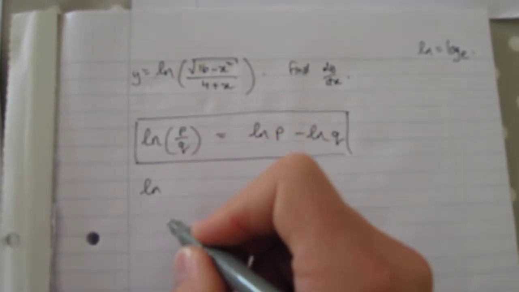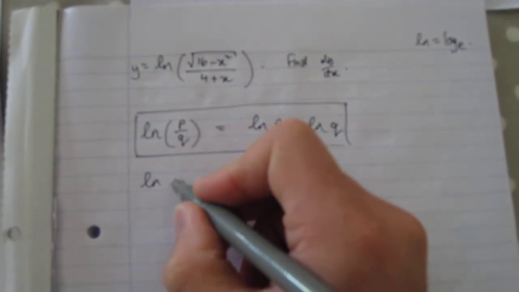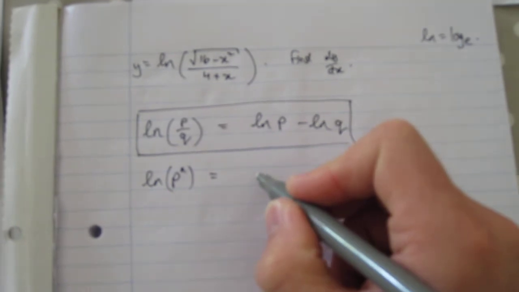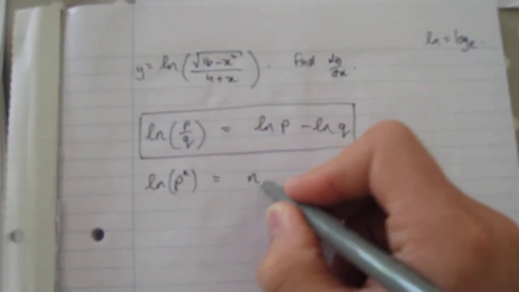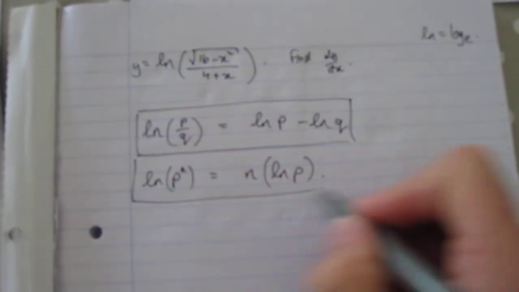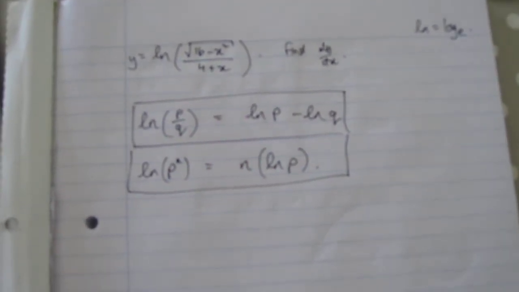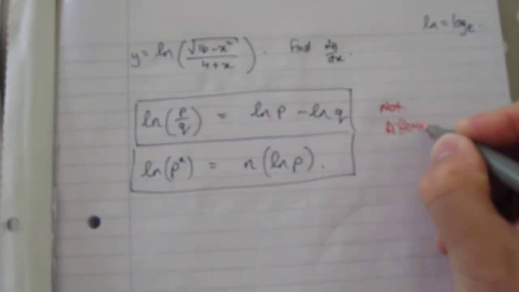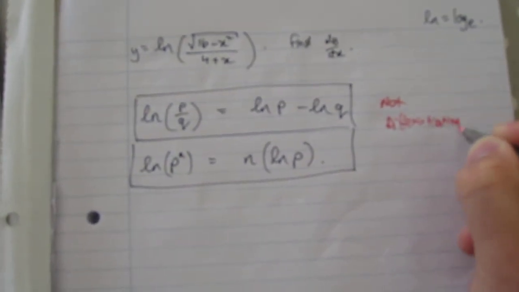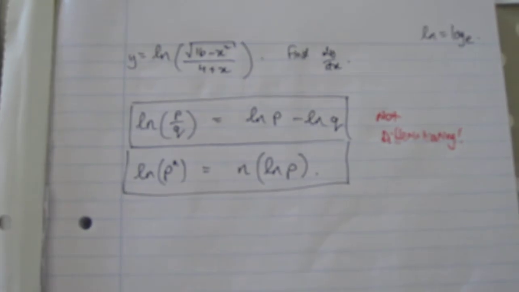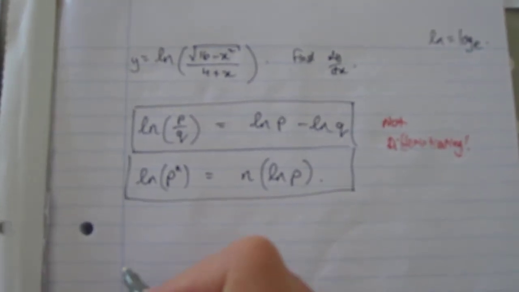Second law to remember when we're doing logs is that the ln of p to the power of n, so p to some power, you can bring the power out the front, so you get n times ln of p. And this is not differentiating, so it's important to remember we are not differentiating, we're simply using the laws of logs. So we're going to use these to simplify things before we start differentiating.